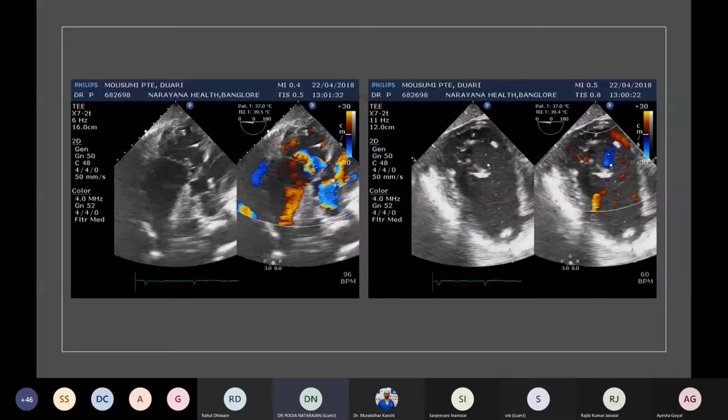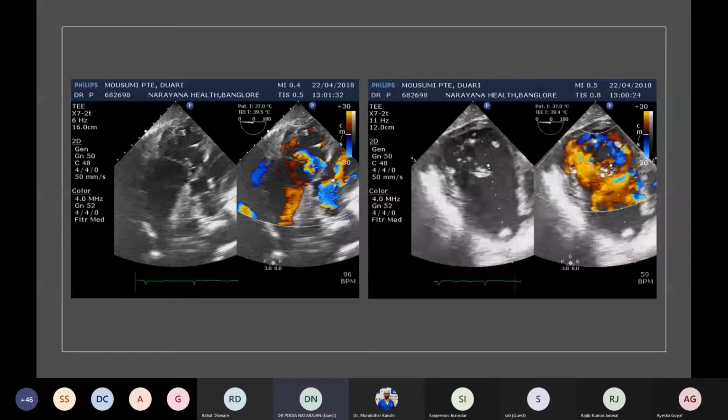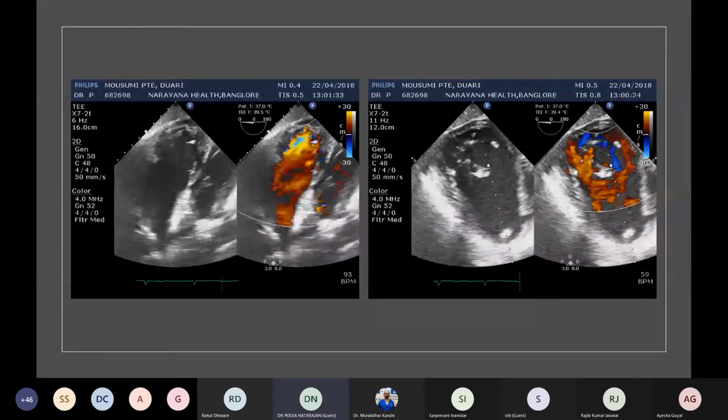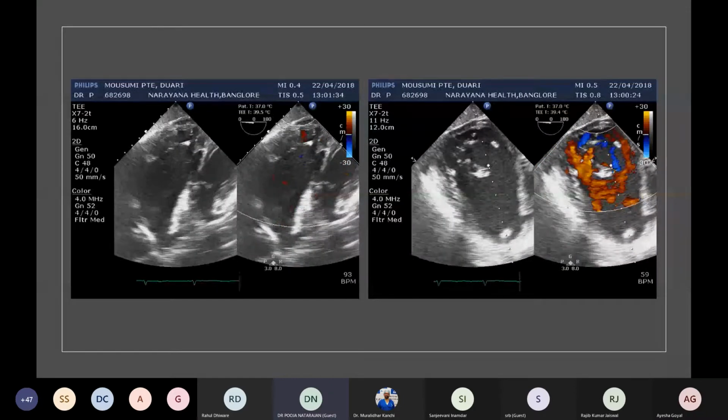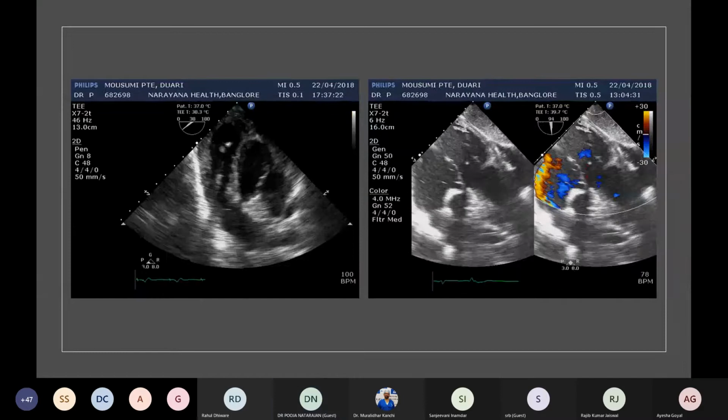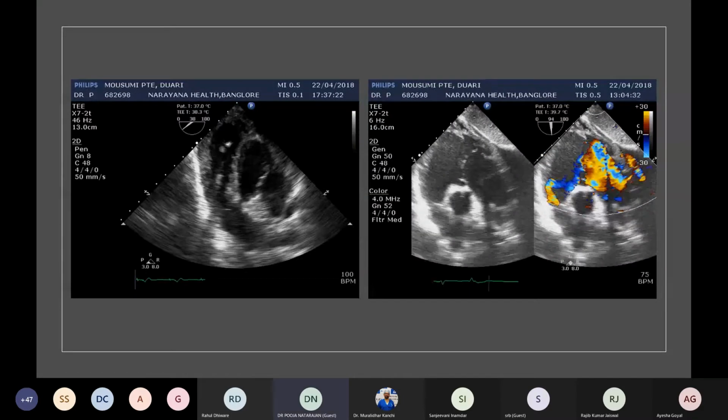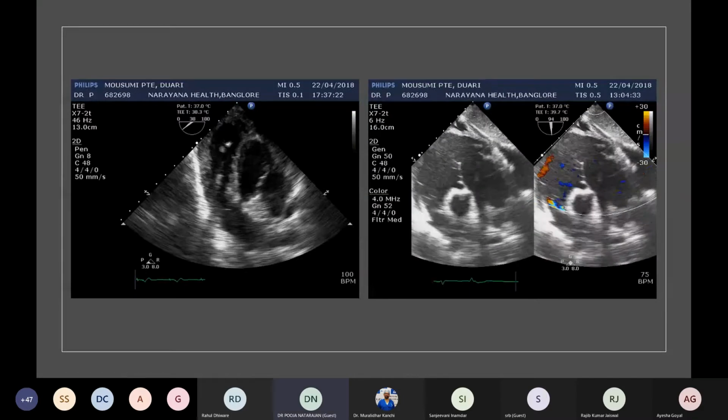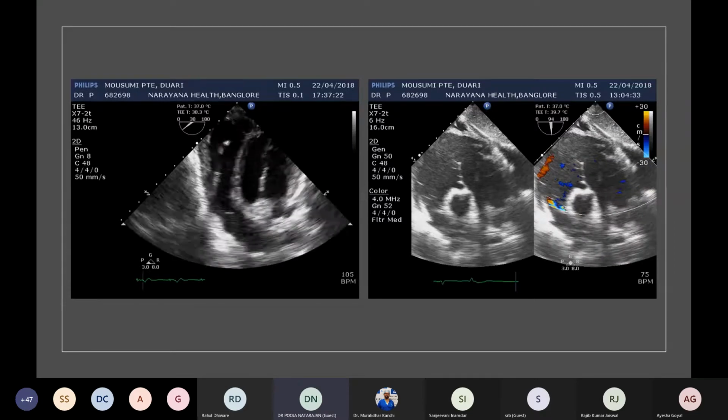Here we can see the tricuspid valve, and on the left side we can see the deep transgastric RV and RA view. Again, on the right side we can see the transgastric RV inflow outflow view, where we can see the entire RV inflow outflow, and on the left side we can concentrate on the pulmonary artery, which is seen here.